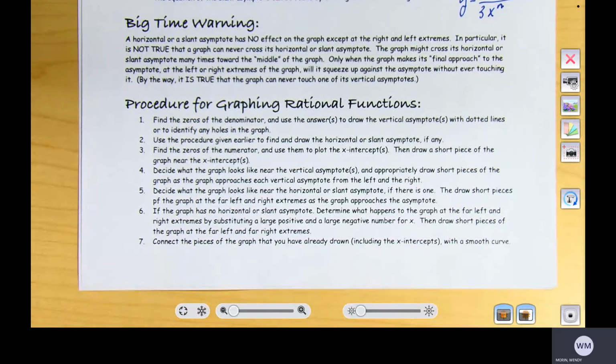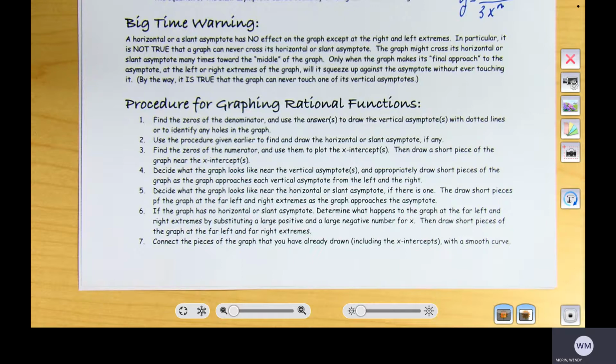All right, so procedures for graphing rational functions. There they are, nice and organized. Find the zeros of the denominator. Use those to help with the vertical asymptotes or any holes. Use the procedures given earlier to find and draw horizontal and slant asymptotes, which we just talked about. Find the zeros of the numerator. Those are the x-intercepts. Decide what the graph looks like near the vertical asymptotes and appropriately draw short pieces of the graph as it approaches from the left and the right.